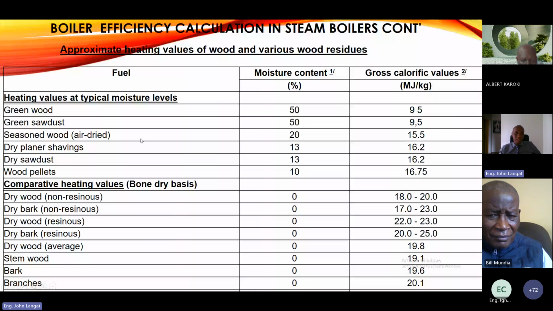Seasoned wood, that's the air dried, the one that has been kept, which is normally the very recommended. So you see, we are talking about a calorific value of 15.5 megajoules per kg. Same as dry sawdust. Wood pellets is the same. You can see from this trend that the lower the moisture content, the higher the calorific value.